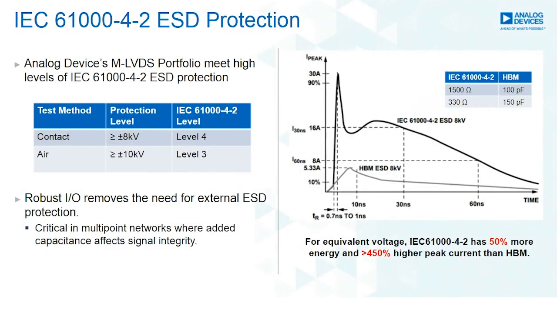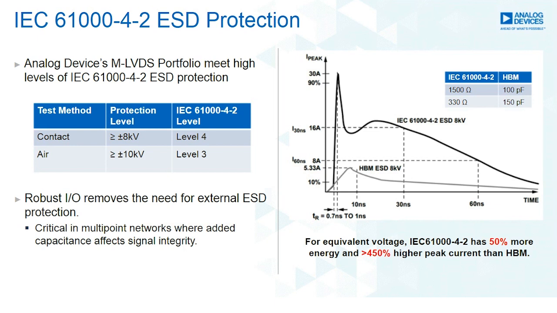The key advantage when using Analog Devices M-LVDS transceivers is the high levels of ESD protection and general robustness. All devices within ADI's M-LVDS portfolio deliver high levels of ESD protection to the stringent IEC 61000-4-2 standard for ESD. All devices meet Level 4 contact ESD, which is the highest level specified by the standard. This integrated protection is critical in M-LVDS networks. As we're going to see in the coming slides, minimizing capacitance on the network is critical for signal integrity. By integrating ESD protection, no external components are needed to create a robust I/O. These components would otherwise add unwanted capacitance to the bus.